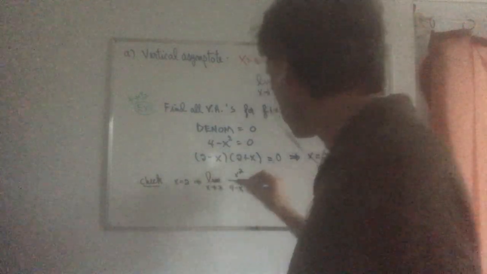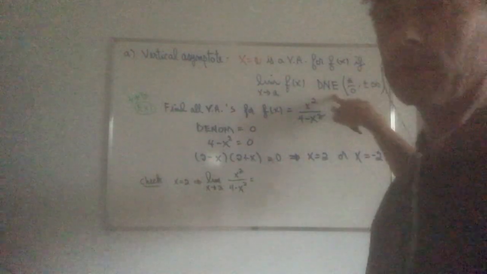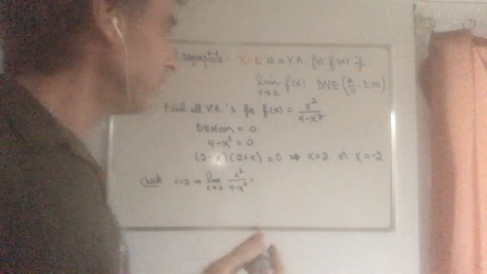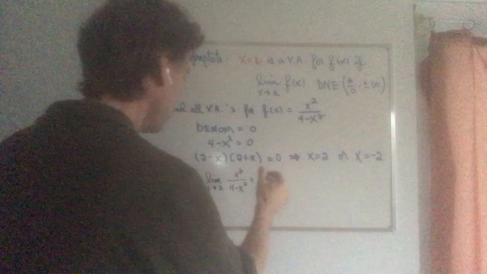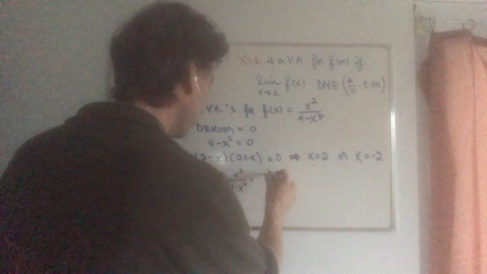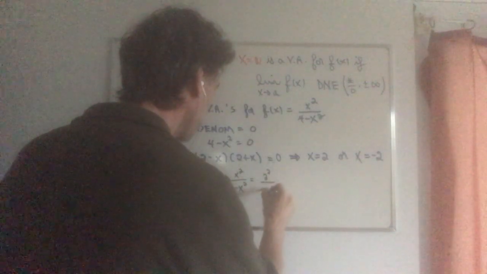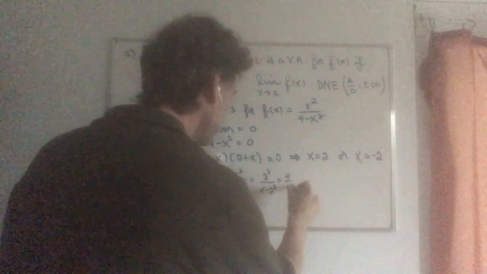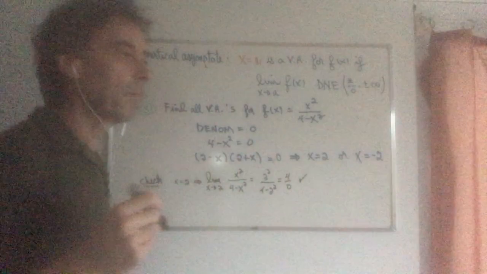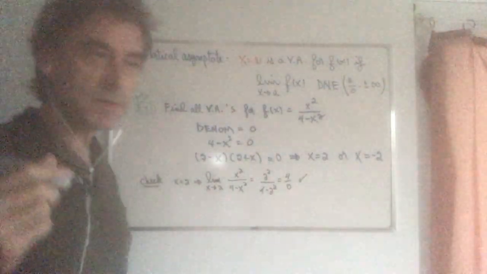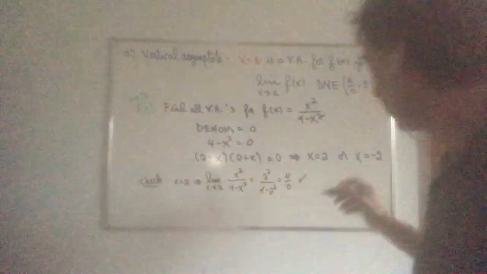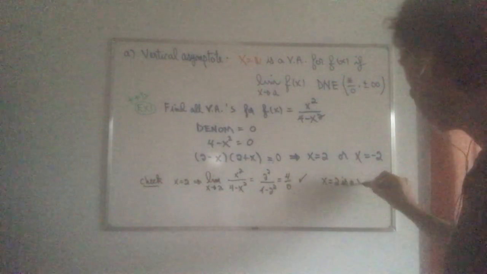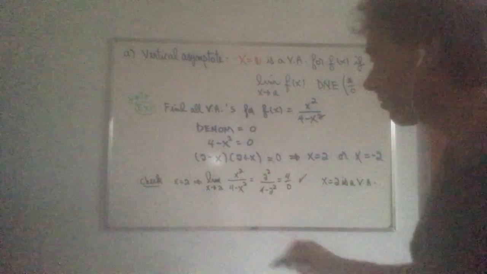Now remember, I'm doing this because I'm looking for a particular result. I want the outcome to be DNE. Will it be so? Well, let's cheat. That's 2 squared over 4 minus 2 squared. Oh yeah, that's 4 over 0. Check mark. We have validated the fact that x is equal to 2 is in fact a vertical asymptote.